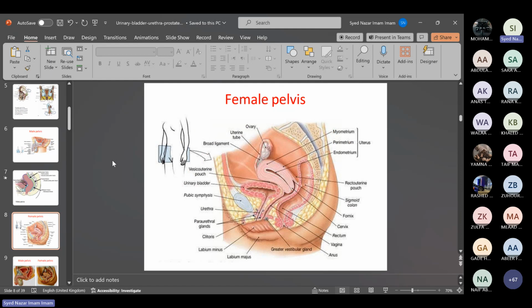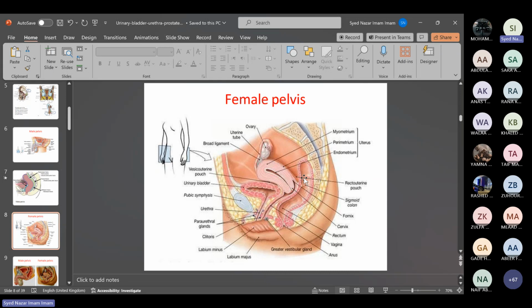In the female, just behind the pubic symphysis, we have the urinary bladder. And then behind the urinary bladder, this is the female organ, the uterus. This is lying behind the urinary bladder and in front of the rectum. So now we have three structures in contrast to the male pelvis. We have the urinary bladder most anterior, then in the middle we have the uterus, and behind the uterus we have the rectum.